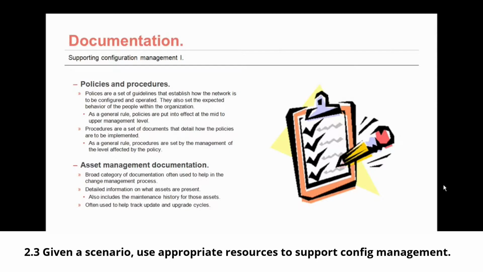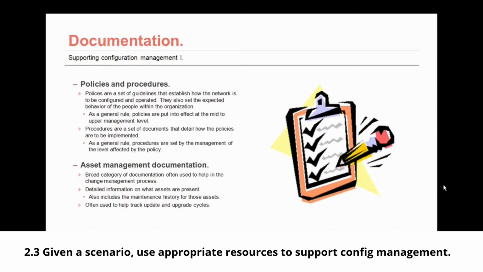As a general rule, policies are put into effect at the mid to upper management level. Procedures, on the other hand, are a set of documents that detail how the policies are to be implemented. As a general rule, procedures are set by the management of the level that's affected by the policy, and they get down to the step-by-step process of how to do things.